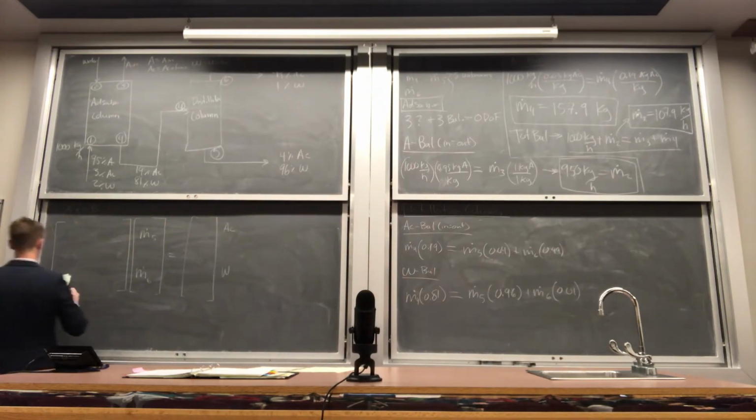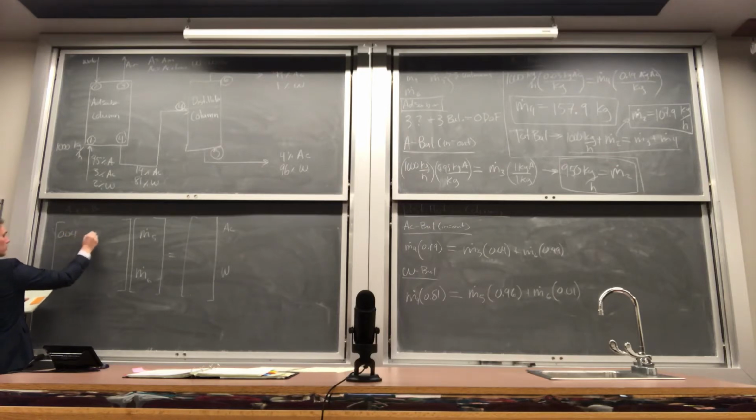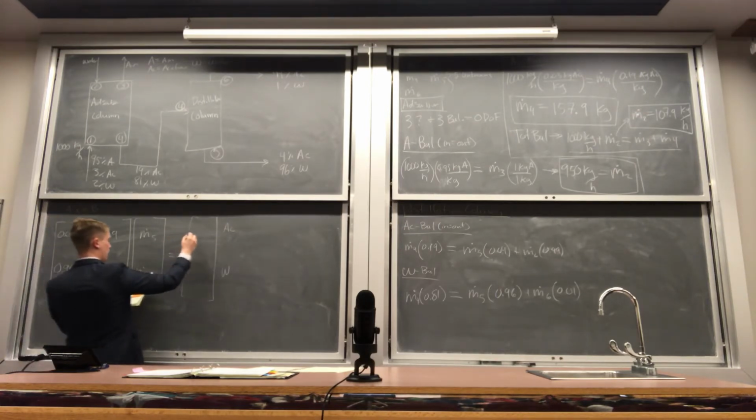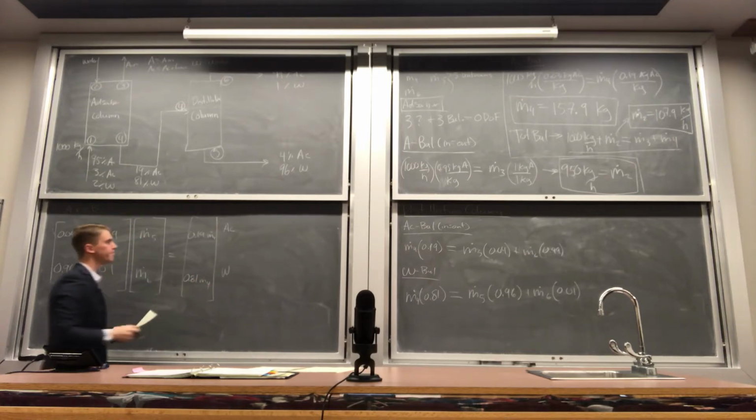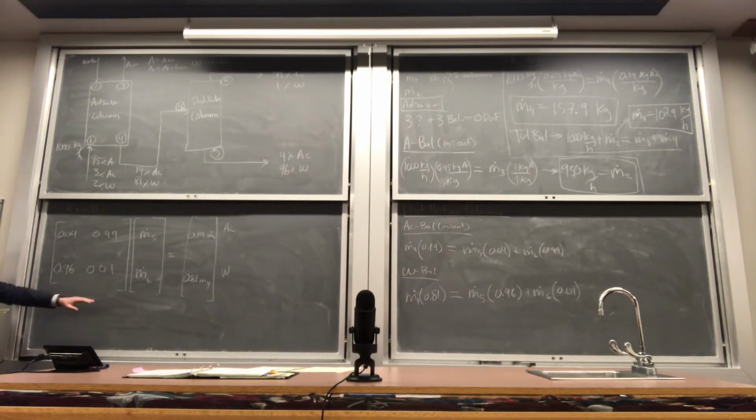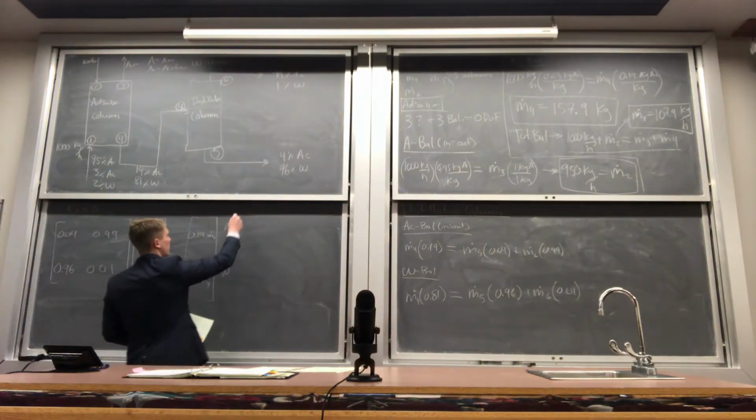So we just need to restructure this. 0.04, 0.99. I believe that's right. I didn't make any mistakes. Nope, that's right. 0.96. And then over here we have 0.19 m.4. Who feels comfortable solving this equation? Who doesn't feel comfortable solving this equation? There's some iffies.